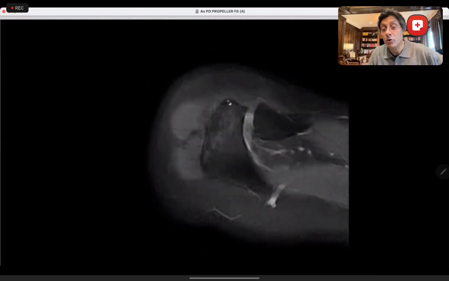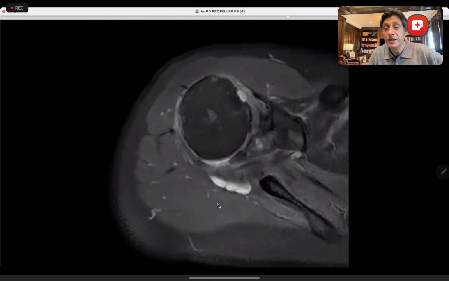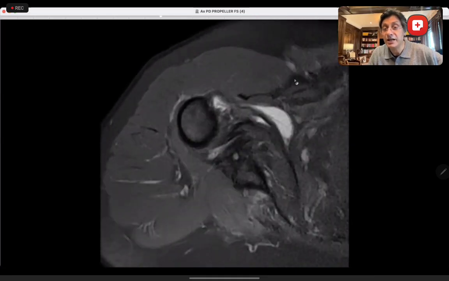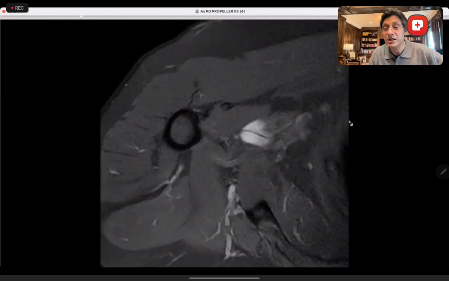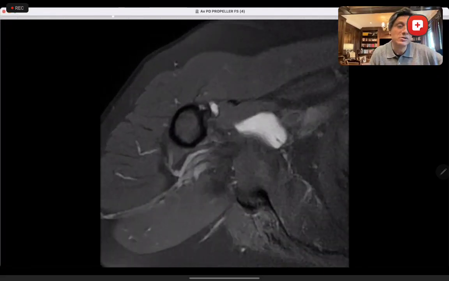And of course, we know there's no os acromiale. We know there's a little bit of fluid in the joint. The deltoid muscle looks okay. Nothing in the axilla that I can see. No lymph nodes, no mass. The part of the ribs that we can see, and the intercostal muscles look okay. Okay, so let's go to the next sequence.